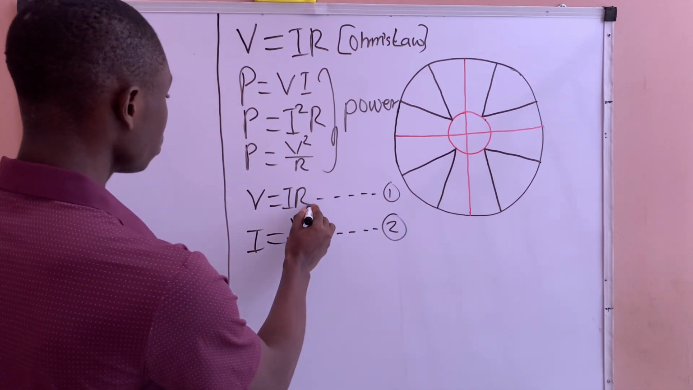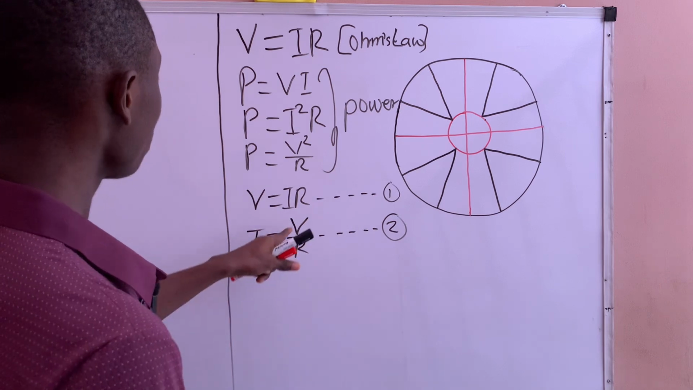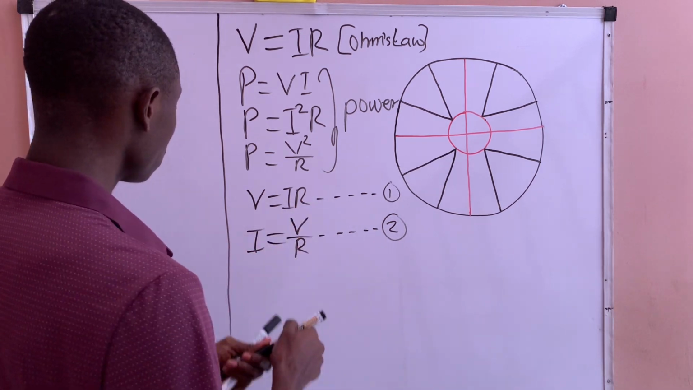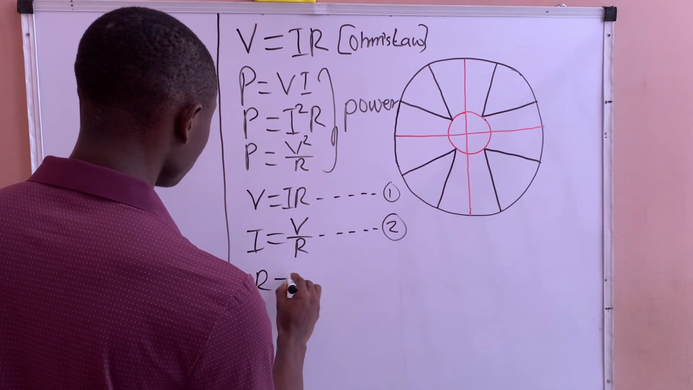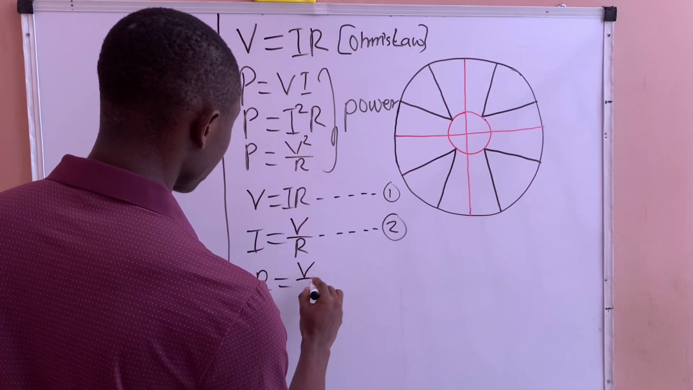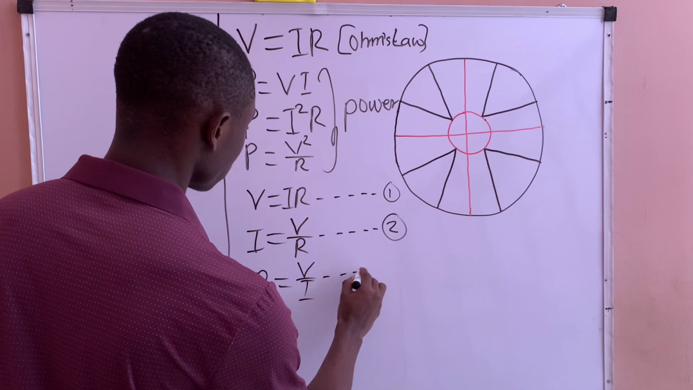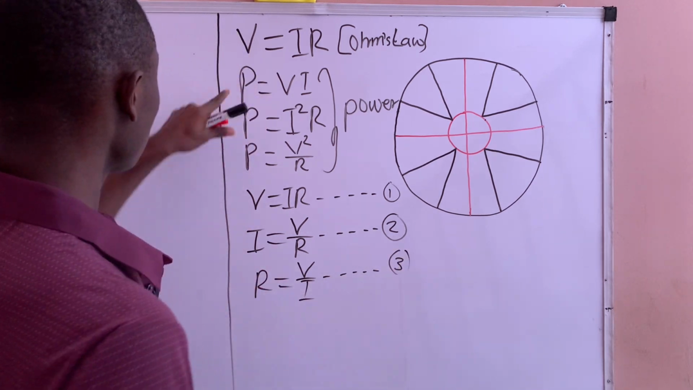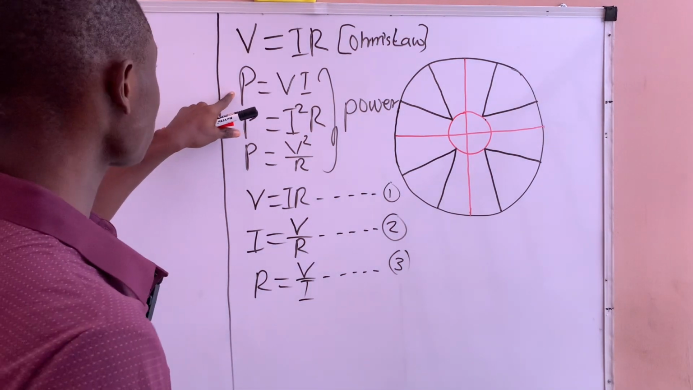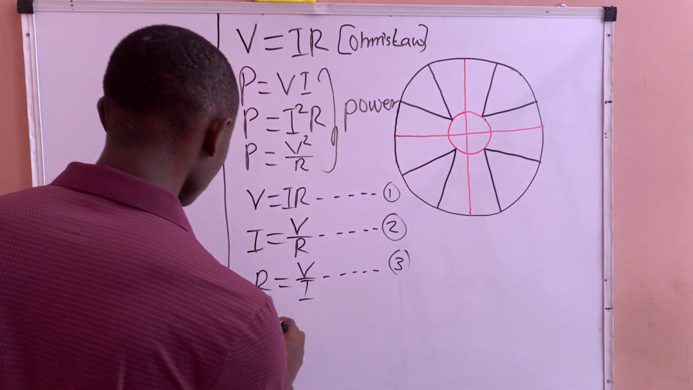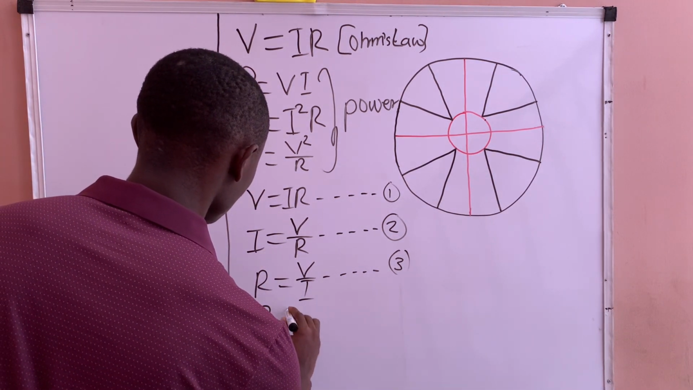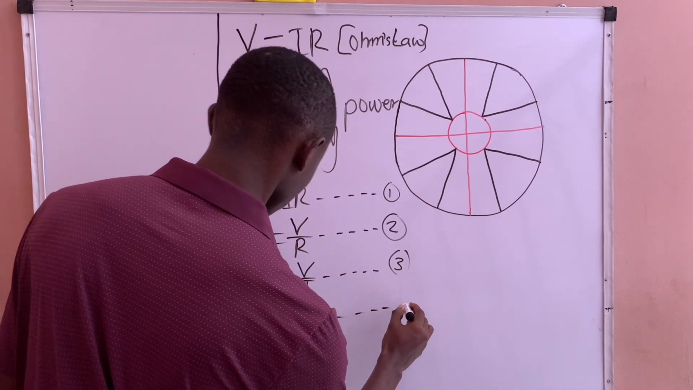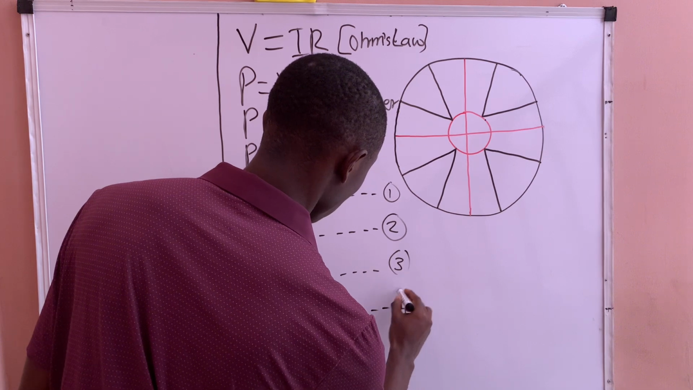By making R the subject of the formula, we will divide both sides by I, which is the coefficient of R. So we will have that R will be equal to V divided by I. We call this equation 3. Also, from this first law of power, we state that P is equal to VI. We call this equation 4.